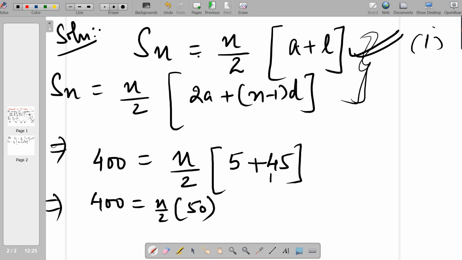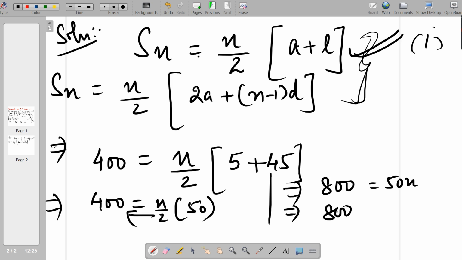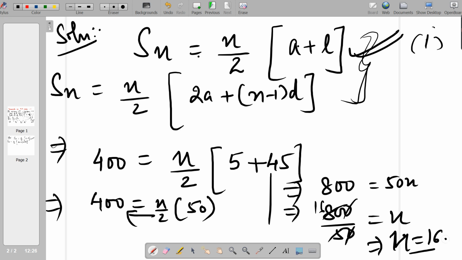Okay. Now send this 2 to this side. It will make it 800 equals 50n. Then 800 upon 50 is equal to n. 5 ones are 5, 5 sixes are 30... so n is equal to 16.